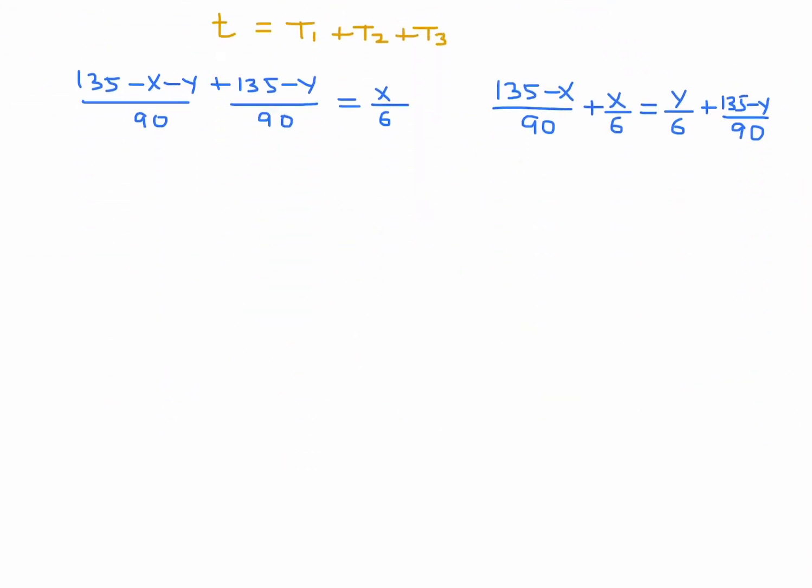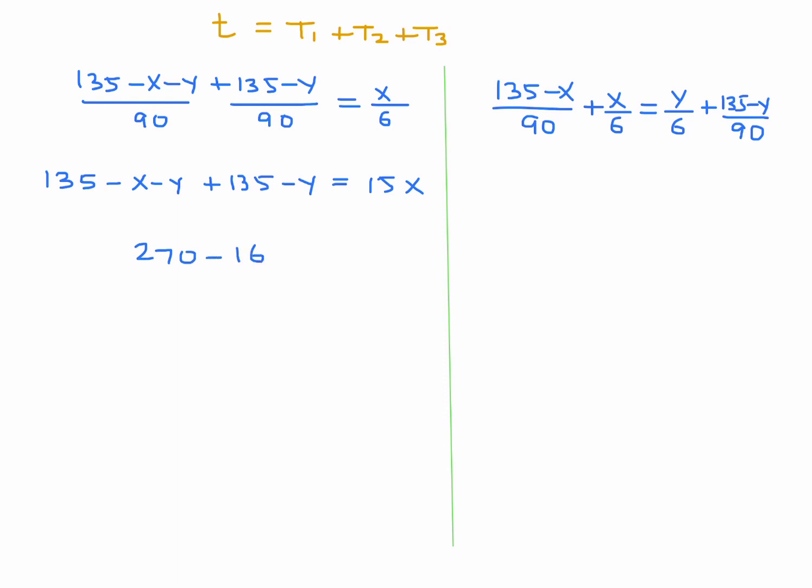So let's proceed, and then we can come back and figure out the time, which is right here. Well, this equation, let's start with that one first. Let's multiply through by 90. That will get rid of the fraction. So we have (135 - x - y) plus (135 - y). If you multiply this by 90, it becomes 15x. And then let's put everything on one side. 270 - 16x - 2y is 0. So if I isolate for y, I get 270 - 16x. Divide through by 2, you get 135 - 8x.